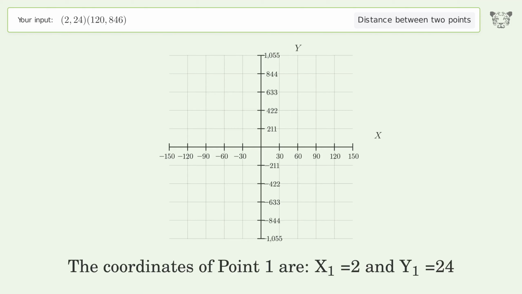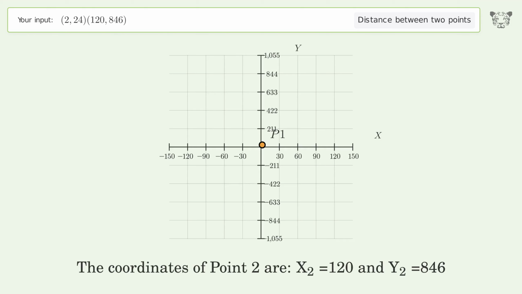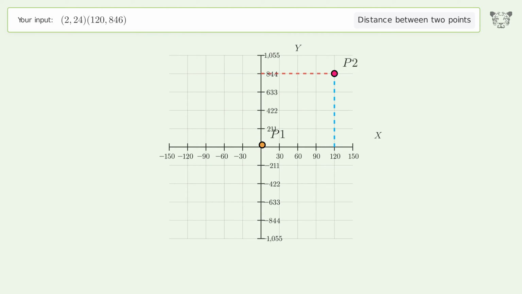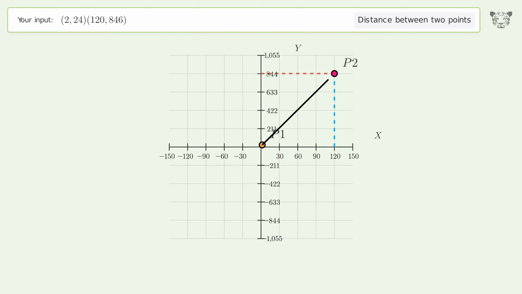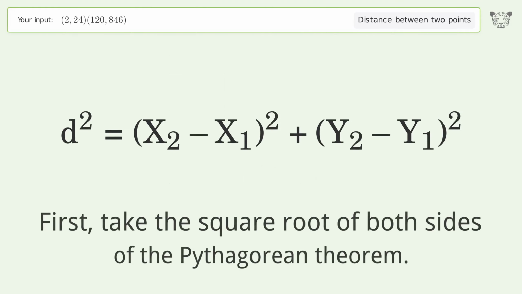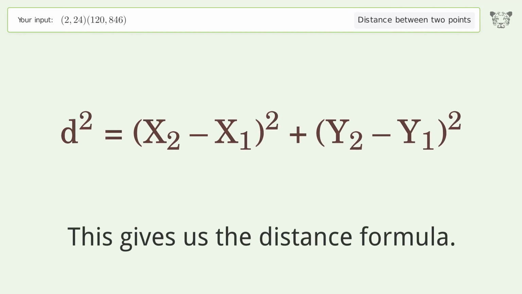The coordinates of point 1 are, x1 equals 2 and y1 equals 24. The coordinates of point 2 are, x2 equals 120 and y2 equals 846. D is the distance between the 2 points. First, take the square root of both sides of the Pythagorean theorem. This gives us the distance formula.